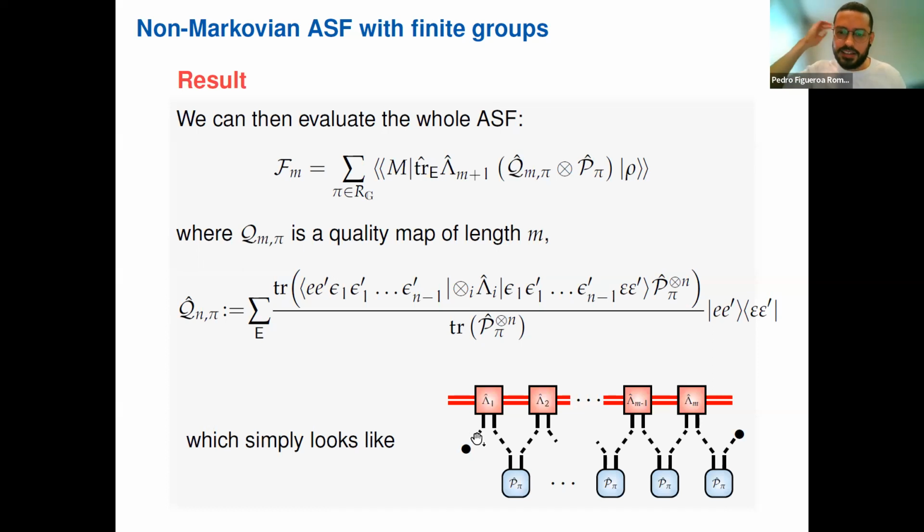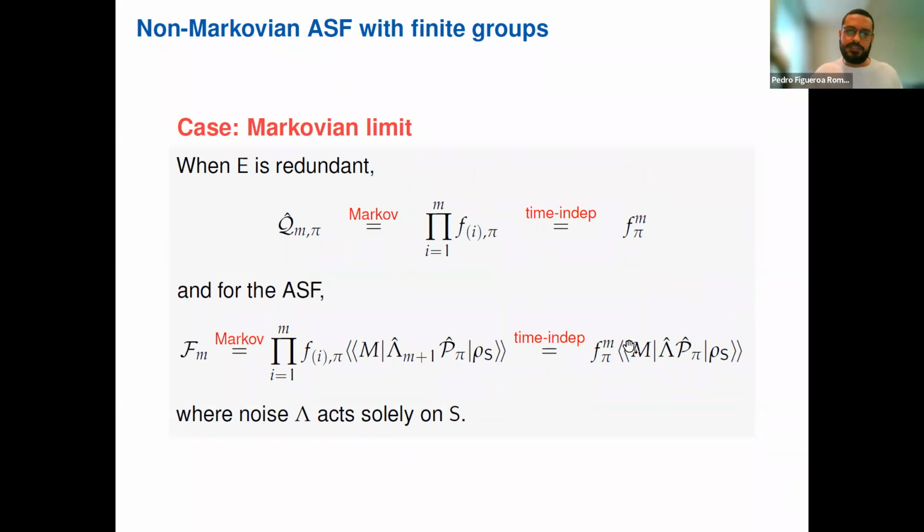If you're familiar with tensor networks, it just looks like some matrix product operator being contracted with this tensor product of projectors. So you just contract the legs in this way, and these double bars would be the environment. So it's actually a kind of simple object. It just looks complex, but it's not really that bad. Okay, and so that was our first result: we can evaluate the average sequence fidelity for these finite groups in the non-Markovian case.